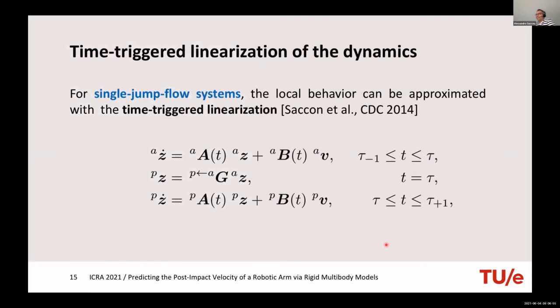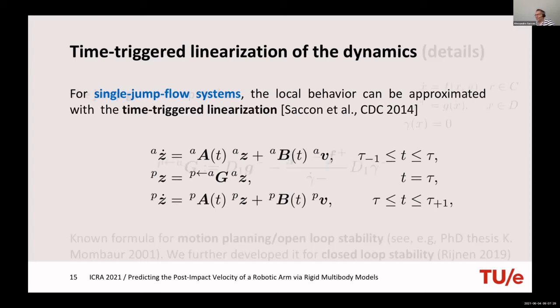Yeah, so what can you do when you have only a single impact? So we call it single jump flow system. So only one impact. Think of a robot impacting with a spherical end effector on a planar surface. So the end effector and the surface impact at only one point. And that is something where we already showed that you can approximate the behavior locally with a linear system before a jump that jumps at the nominal time of the trajectory, and then another system later on. Okay, so this is a standard thing. By the way, this is not fully new in the robotics community.